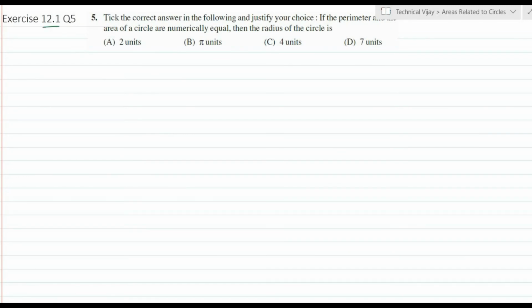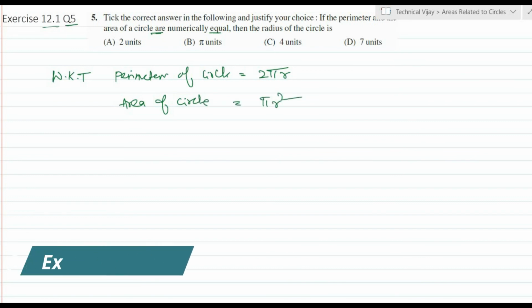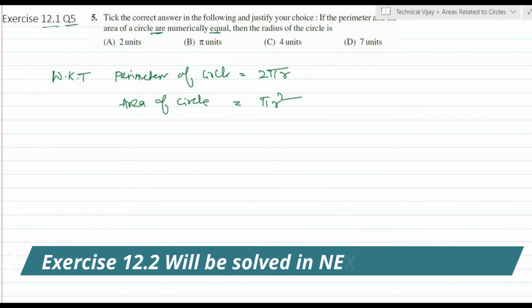So exercise 12.1, in that question number 5, tick the correct answer in the following and justify your choice. If the perimeter and the area of the circle are numerically equal, then the radius of the circle is. Here it's very easy. We know that the perimeter of a circle is equal to 2 pi r, and the area of the circle is pi into r square.